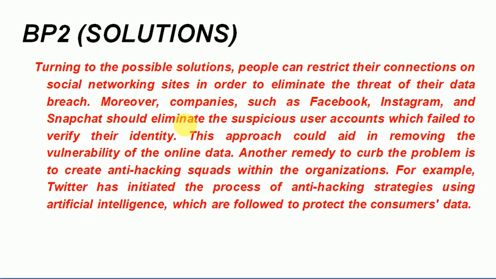breached by any person. Then second approach, okay, so I have written, this approach could aid in removing the vulnerability of the online data. तो ऐसे करने से क्या होगा, this approach could aid in removing the vulnerability of the online data. वल्नरेबल मतलब जिसको कोई एक्सेस कर पाए, the person who is not authorized is accessing that, सो वो चीज इससे हट जाएगी. Then for the second solution I have written another remedy.